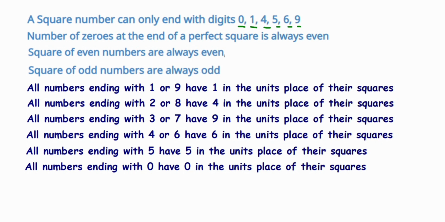Then we have learned these important properties from the table: all numbers ending with 1 and 9 have a 1 in the unit place of their square. So remember, this trick is really going to be helpful when you're solving exercise problems or any problem. Then a number ending with 2 and 8 has a 4 in the unit place of its square. Similarly, for 3 and 7 it will be 9. For 4 and 6 it will be 6. For 5 it is always 5, and for 0 it is always 0.